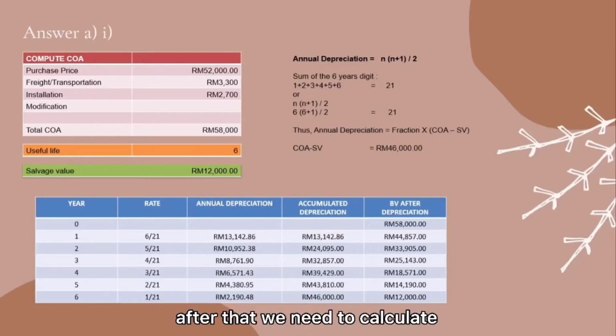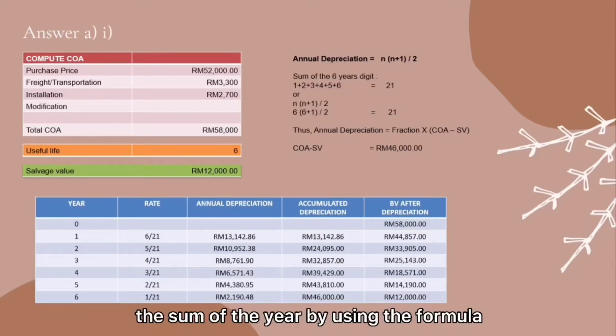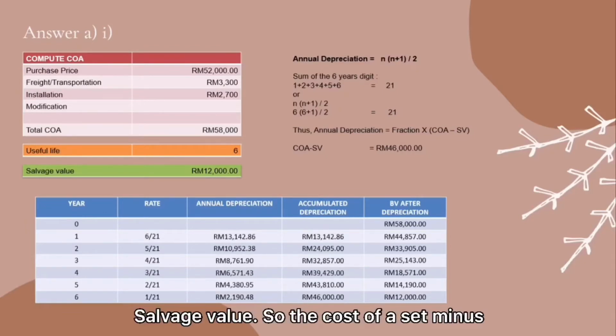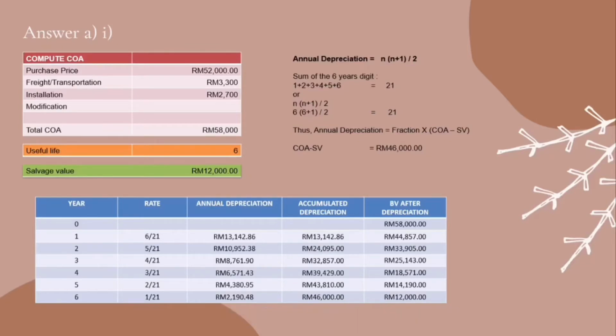After that, we need to calculate the sum of the years by using the formula n plus 1 divided by 2. So that is 6 plus 1 divided by 2 equal to 21. Thus, to get annual depreciation, the formula is rate multiplied by cost of asset minus salvage value. So the cost of asset minus salvage value is 46,000 ringgit.